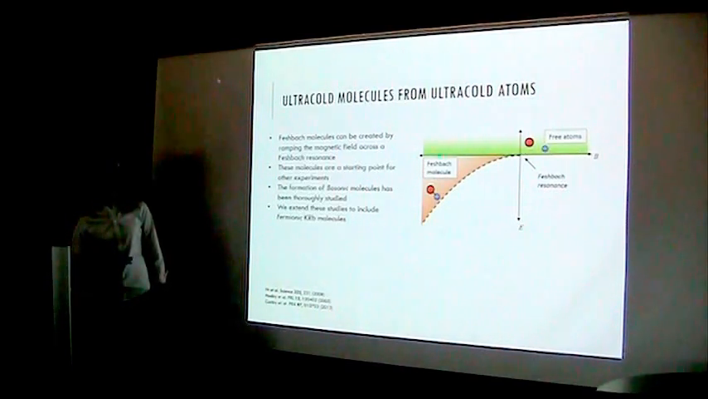You basically look at it as a function of magnetic field here near the resonance and energy here. When the magnetic field is above our resonance, there's no two-body bound state.